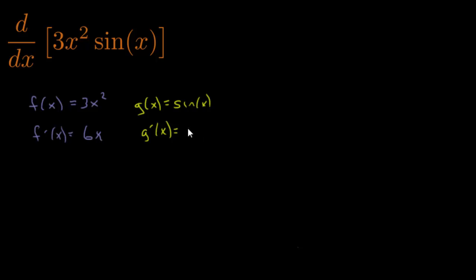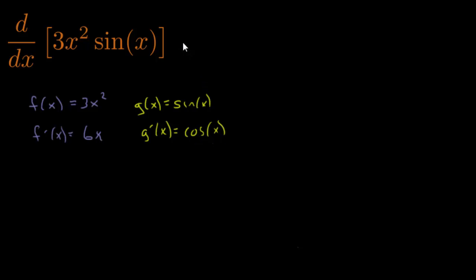Okay, remember that what you're going to do is call one function f, which I'm going to call 3x squared, and then you need to find its derivative, which is pretty simple. It's just going to be 6x. And then let's identify g of x, which is sine x, and then its derivative, g prime, is cosine.